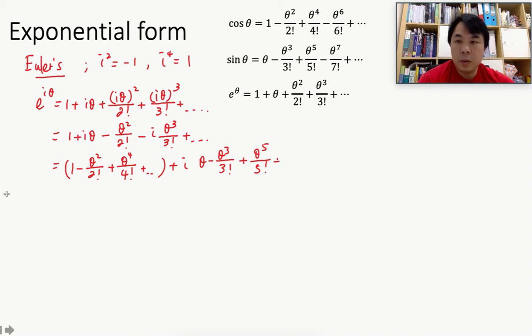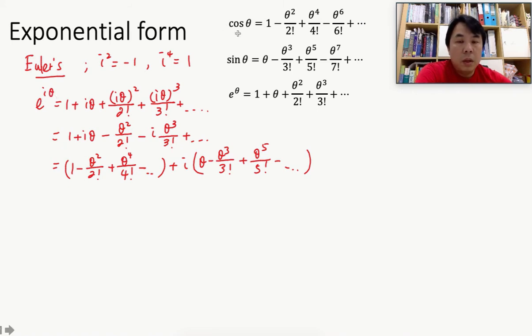I think it should be minus, so let me get that on. It's subtraction. I think this one is also subtraction there. Let me correct that. It should be subtraction. Okay, right, now there you go. That is our series that represents this exponential e to the i theta.